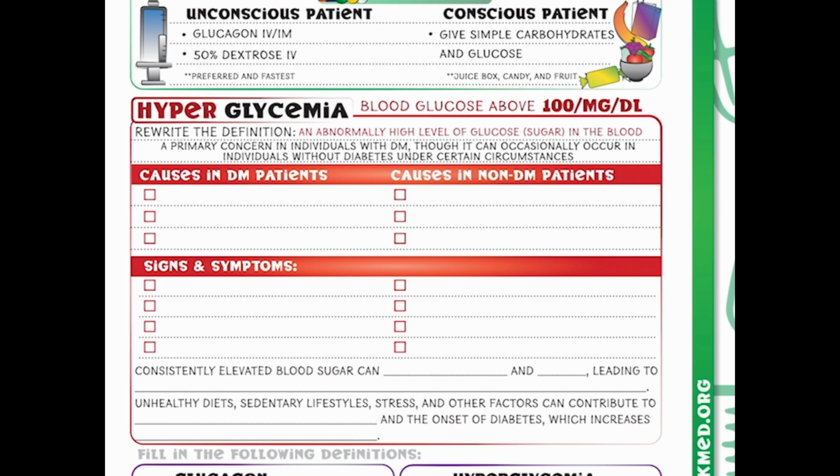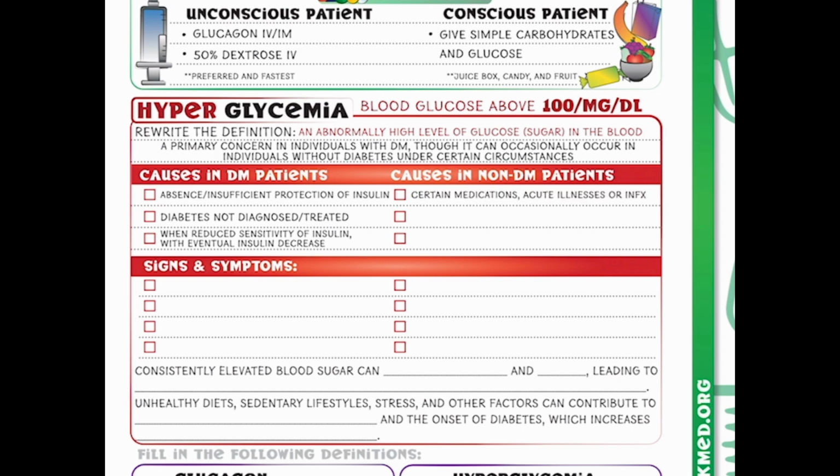So in our diabetic patients, this could be from an absence or insufficient production of insulin. This can be potentially because their diabetes is not diagnosed yet or they're not being treated. This can also occur with reduced sensitivity of the body to insulin and an eventual decrease in insulin. And in our non-diabetic patients, it happens from certain medications that can cause a high blood sugar, or even an acute illness or infection.